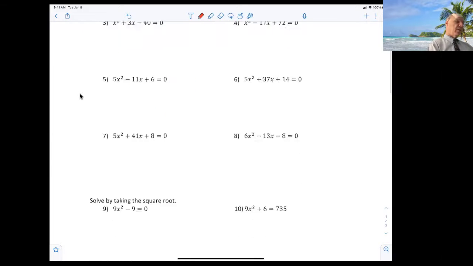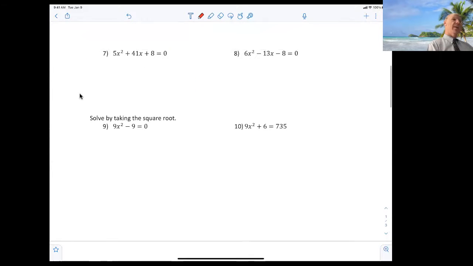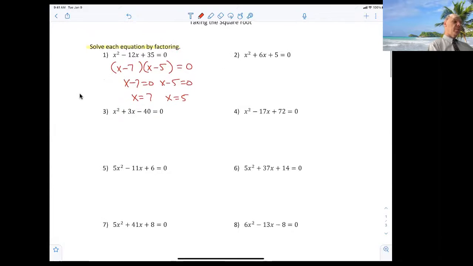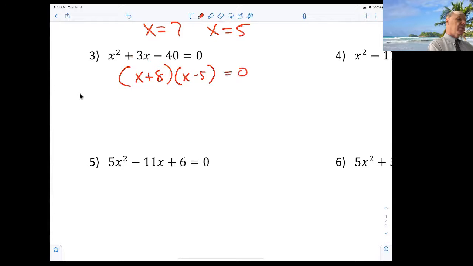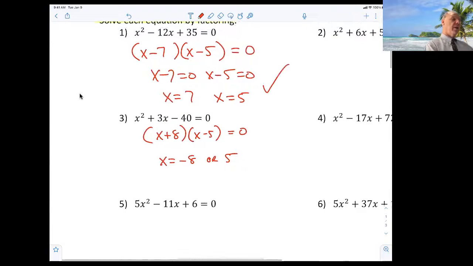When we get down a little bit more, I say solve by taking the square root. All right, here we go. I need help with number 3. How am I factoring that? X plus 8, x minus 5. Wow, that's really good. X plus 8 times x minus 5 equals 0. So x is what? 5 or negative 8. Beautiful. Perfect. If you know that, honestly, you're pretty good at algebra.